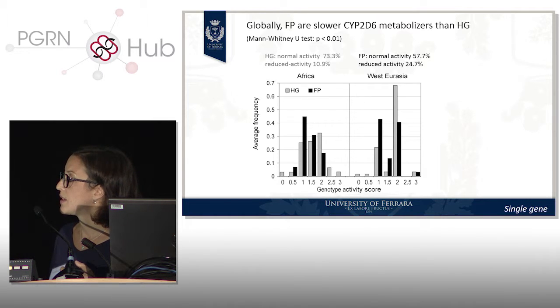When we translated the haplotype activity into a genotype score, we observed the first difference between the two different lifestyles, whereby here you see that in food producers there is a much slower metabolism in general, and the difference was significant. So hunter-gatherers seem to be faster metabolizers than food producers.